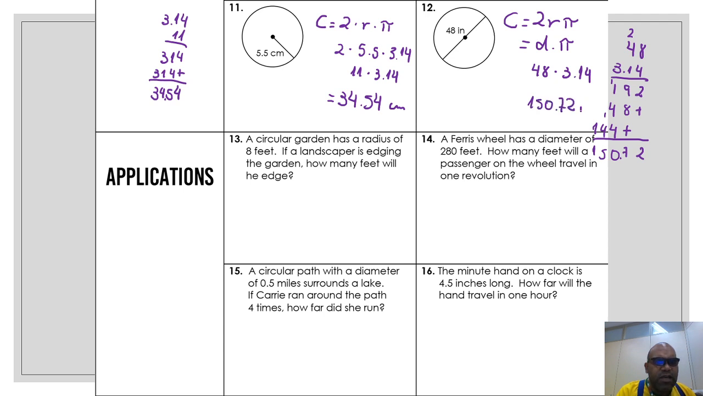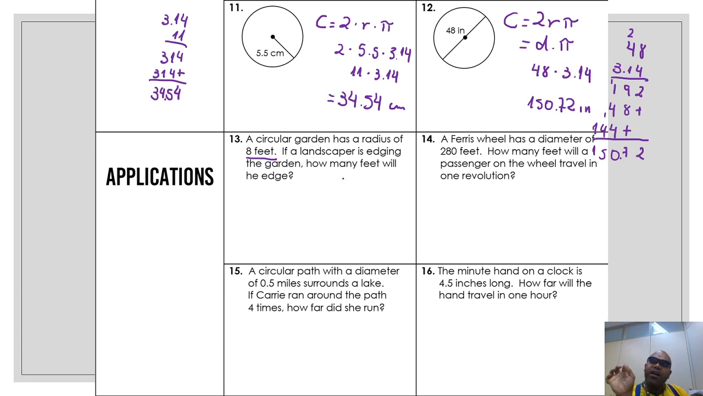150.72 what? Inches. Great, guys. Here's the solution for this problem. Let me figure out number 13. Our circular garden has a radius of 8 feet. Look at the information, okay? 8 feet. If a landscaper is edging the garden, how many feet will he edge?